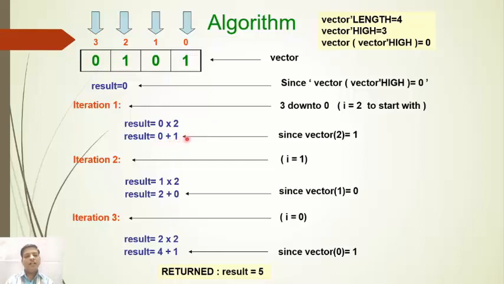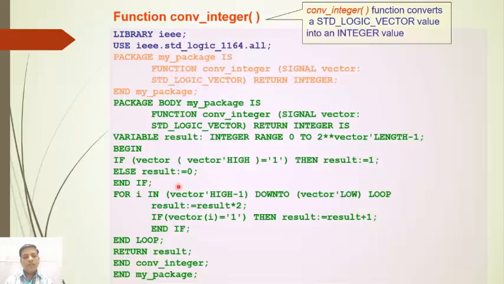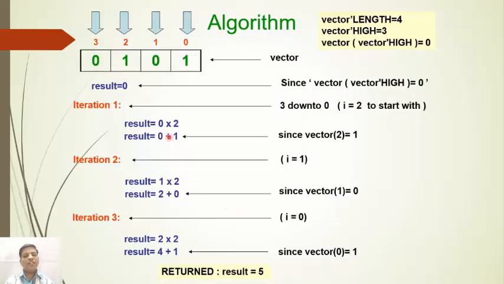Have you got it up to this point? Okay, next, the second iteration. For the second iteration, the earlier result 1 plus 0 is equal to 1, so we have taken the result is equal to 1. Then result is equal to result into 2, so earlier result 1 into 2 gives 2. So result is equal to 2.